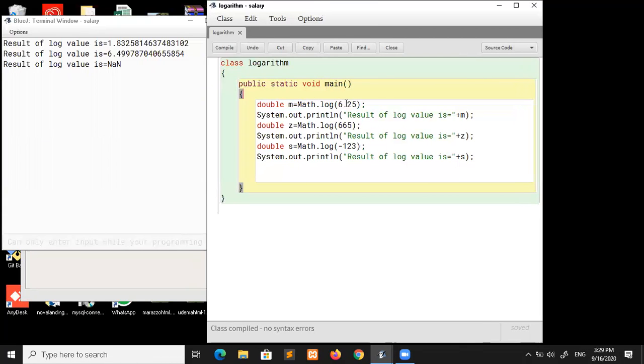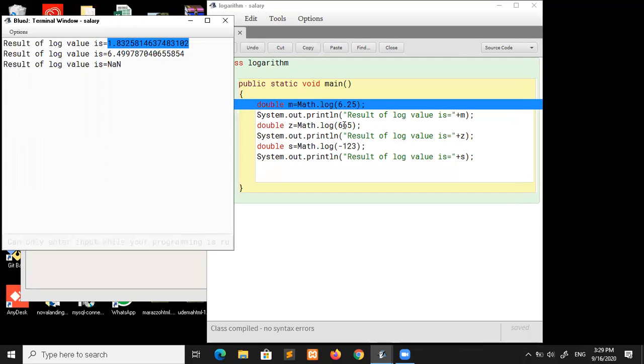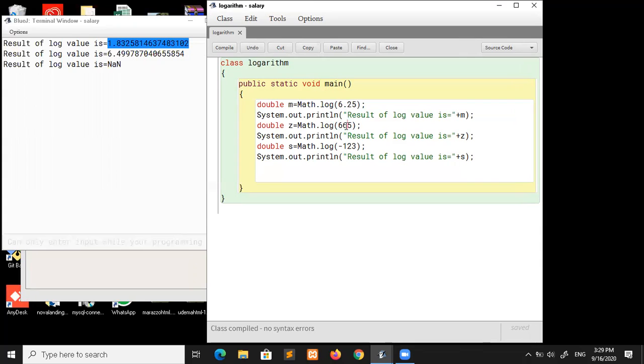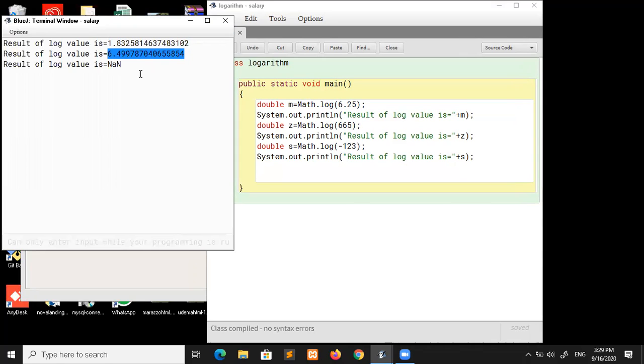First is the logarithm for 6.25. Yeah, I'm getting 1.83 and so on. Then if I'm specifying 665, I'm getting the log of 6.49. I hope you are aware how to find the log from the logbook or not.